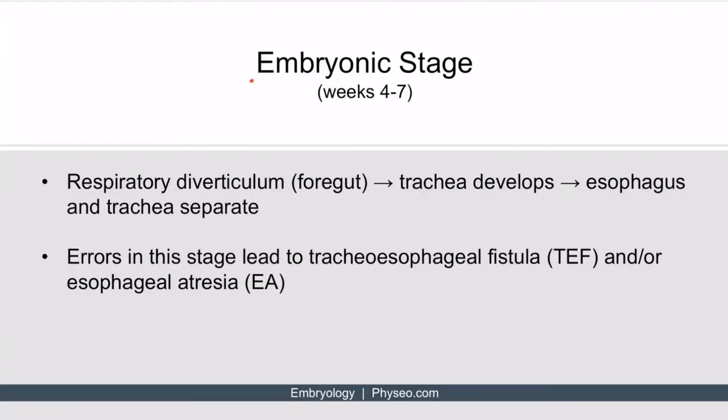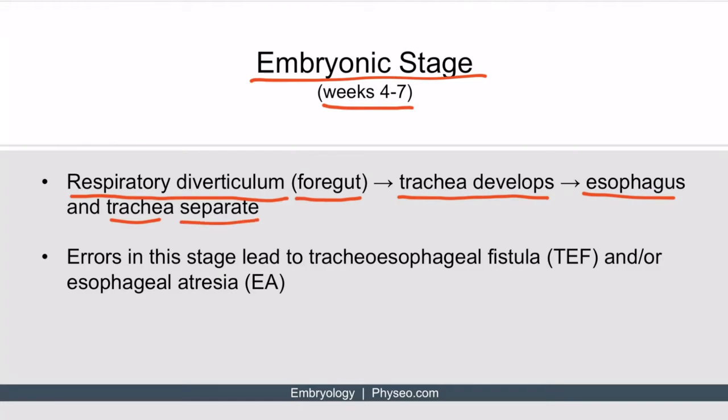Well, in the embryonic stage, which is weeks 4 to 7, there's something called the respiratory diverticulum, which branches off from the foregut. Once branched off, the trachea develops, and then the esophagus from the foregut also develops. So you end up getting an esophagus and a trachea that are separate.